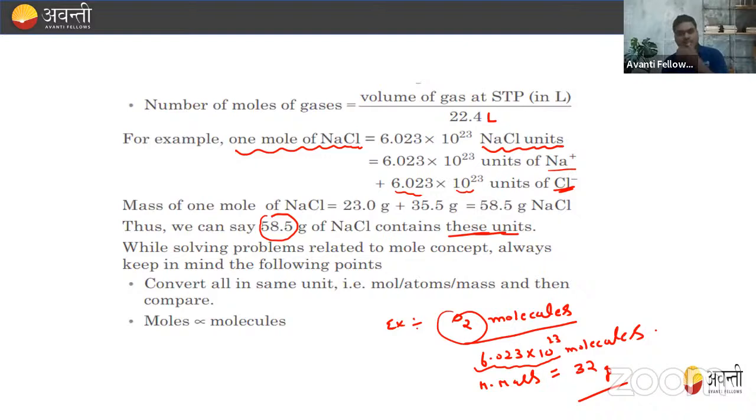Clear? So if someone asks you to calculate for 10 gram, how will you calculate? We know 32 gram contains this many molecules. So 1 gram contains 6.023 divided by 32, and 10 gram contains that multiplied by 10. It's just the unitary method, so by using the unitary method you can calculate this.